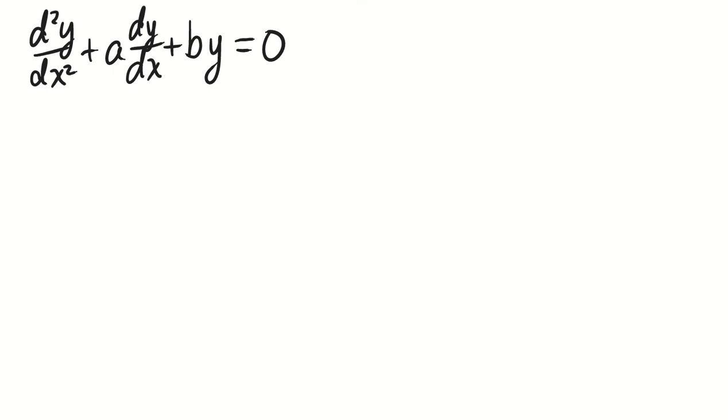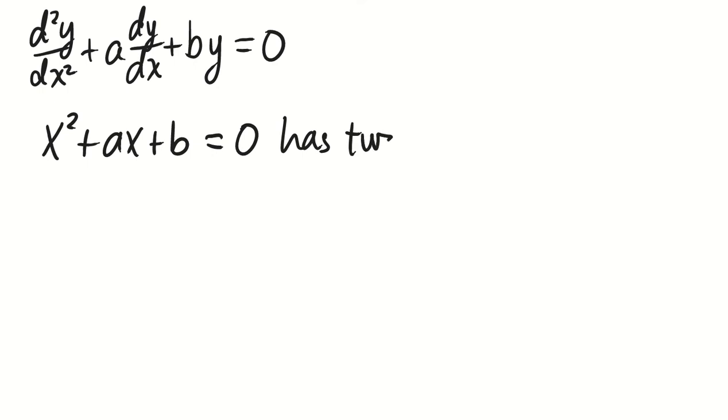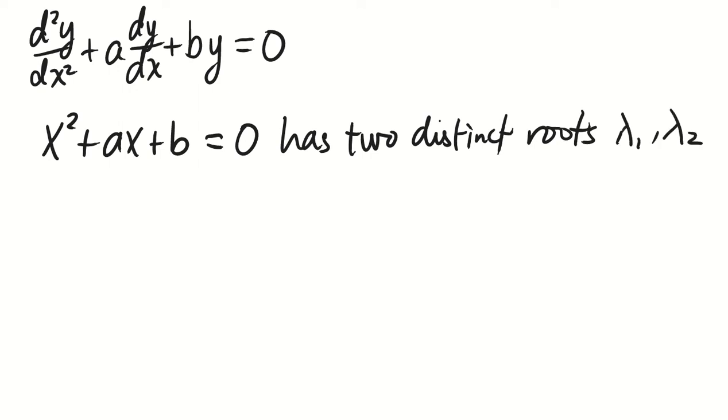The first case is where the polynomial x squared plus ax plus b equals 0 has two distinct roots, let's say lambda 1 and lambda 2. Of course, lambda 1 and lambda 2 can be complex. They just have to be distinct.